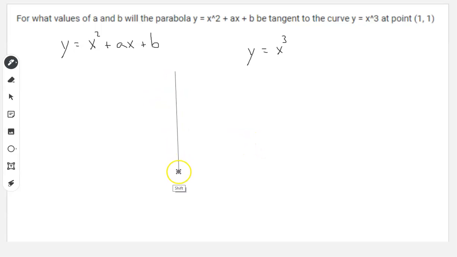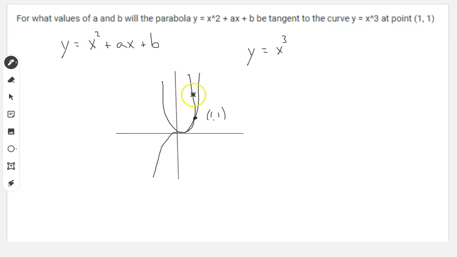Now if I were to draw a sketch of this, well, x cubed is something like this. It's a terrible sketch, but you get the idea. And at the point (1, 1), which is, let's say, here, this parabola, somehow, wherever it is, not the best graph, but their tangents at that point are the same.